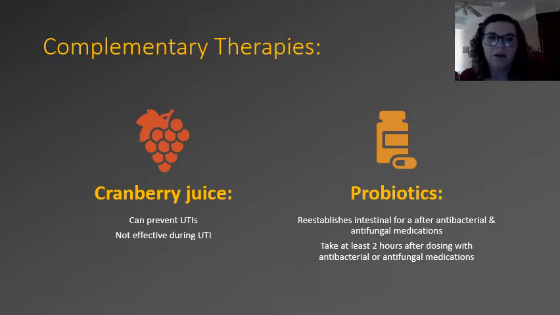Right. So complementary therapies before we move into medications. We have cranberry juice. A lot of people like to try cranberry juice as a preventative. It can prevent UTIs is what studies have shown, but it's not really effective once an active infection is occurring. So it's not really going to make that course of treatment any shorter.